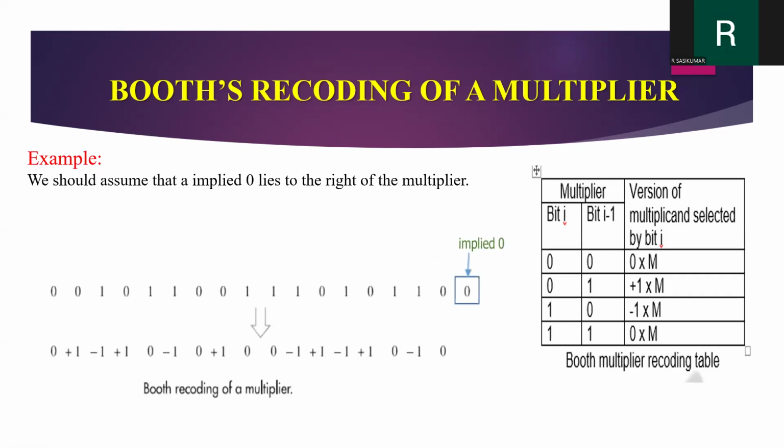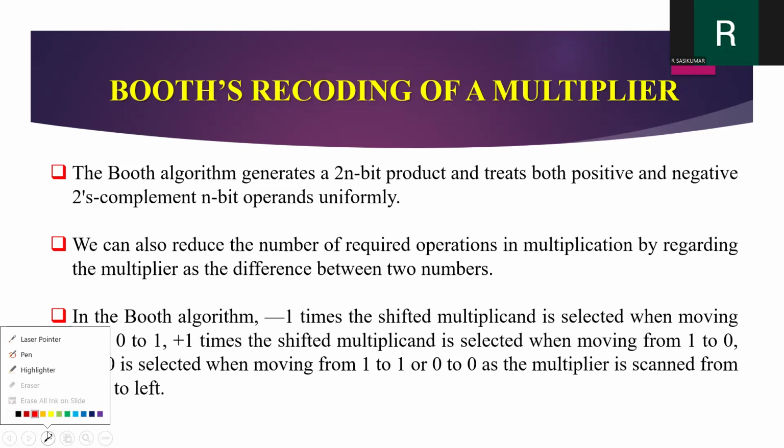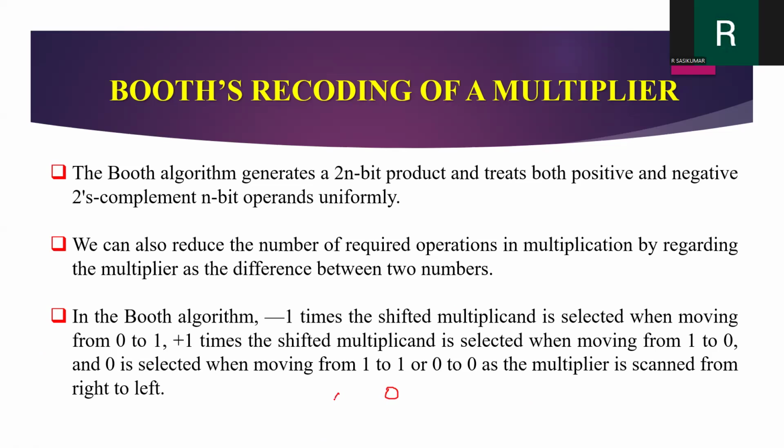For example, here there are transitions, right? If there is a transition from 0 to 0, what is the answer? 0. If there is a transition from 0 to 1, what is the answer? The multiplicand is multiplied by minus 1. That is why I have said minus 1 times the shifted multiplicand is selected when moving from 0 to 1.